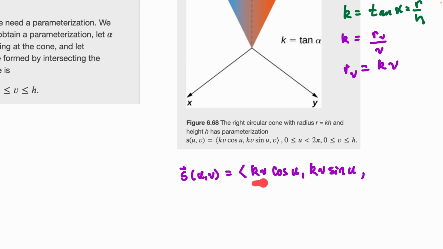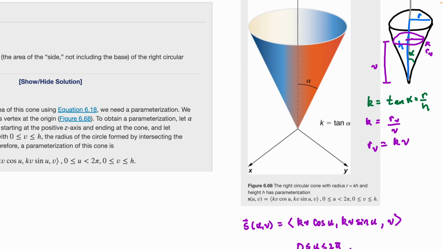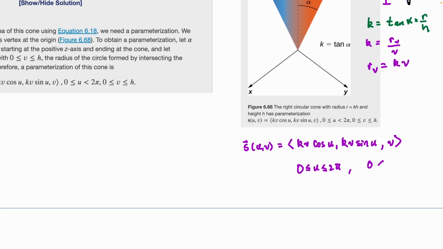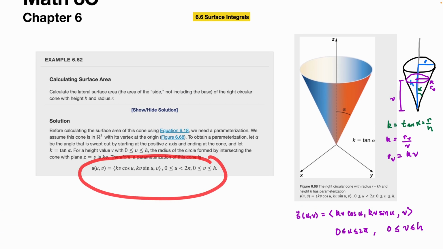So here's a circle of radius kV, occurring at height V. We're letting U play the role of theta, so we place a restriction on U from 0 to 2 pi, and we're letting V be the height, taken from 0 up to H. 0 less than V less than H. All right, so that produces the parameterization of the cone in parameters U and V.